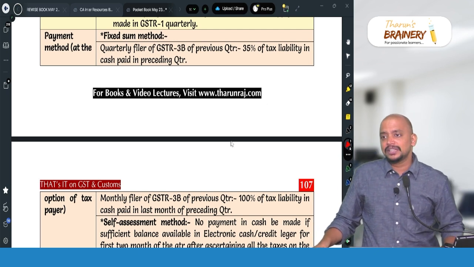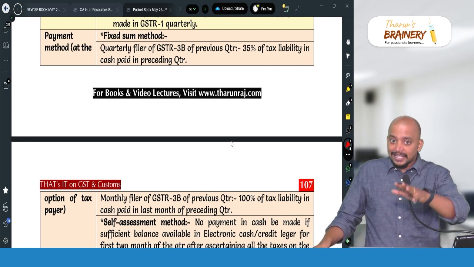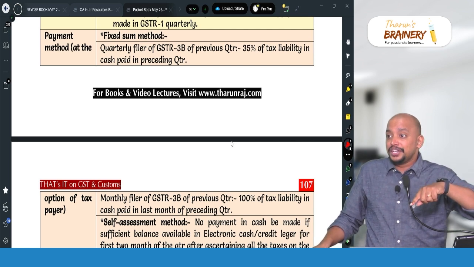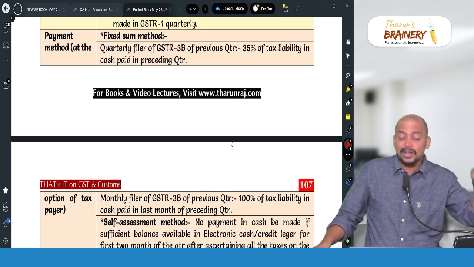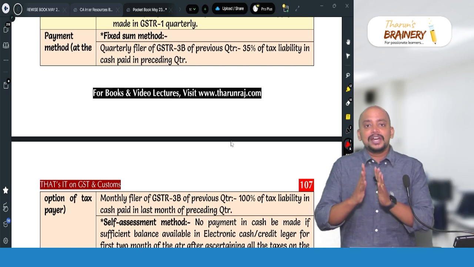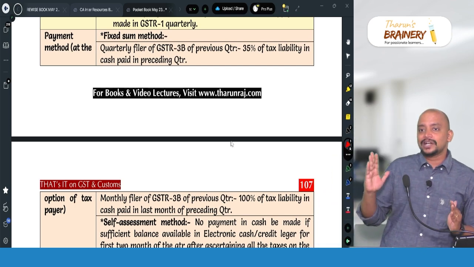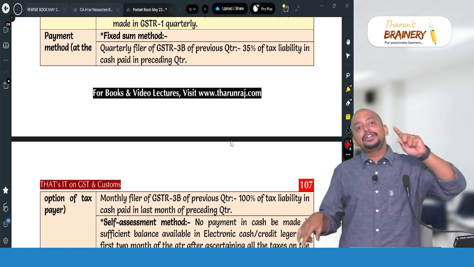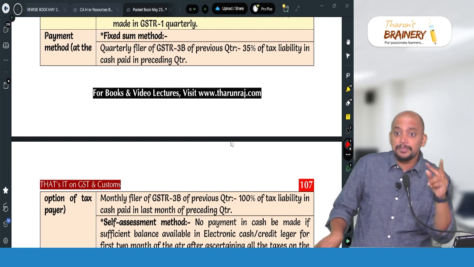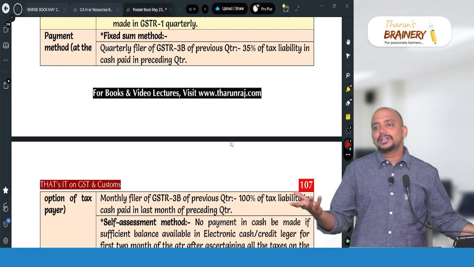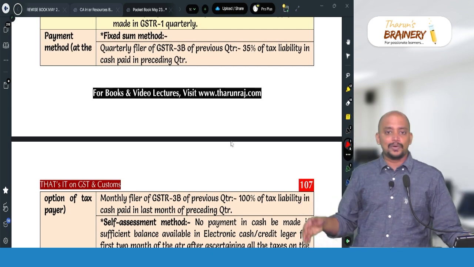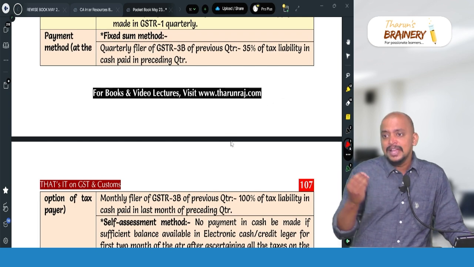Under fixed sum method, what will happen? We need to take the previous quarter, or previous month, 3B. For example, we are in the QRMP for the quarter July to September. Now we need to take the previous 3B. Is the previous 3B quarterly 3B or monthly 3B? It will be quarterly 3B if you had also opted for QRMP in the previous quarter. Otherwise it will be monthly 3B.